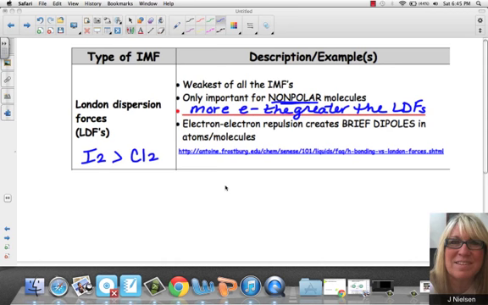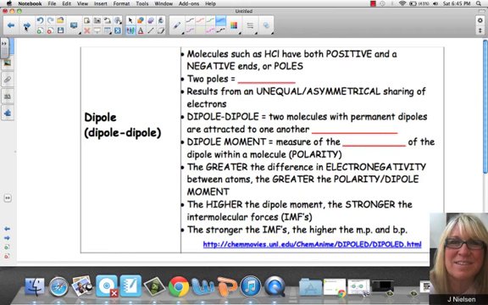And it's these temporary dipoles that cause the molecules to be attracted to one another and create this very, very weak intermolecular force or attraction. All right, let's look at the next one. Dipole-dipole is exactly what I just showed you with the HCl.